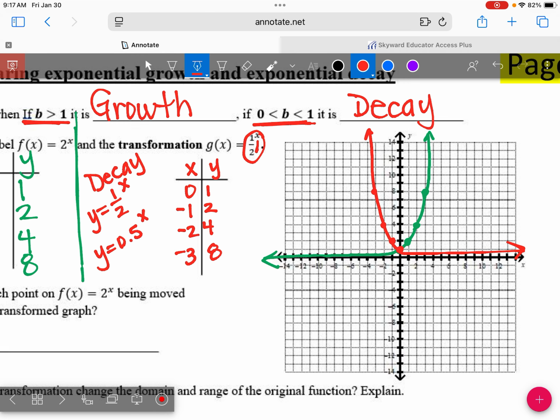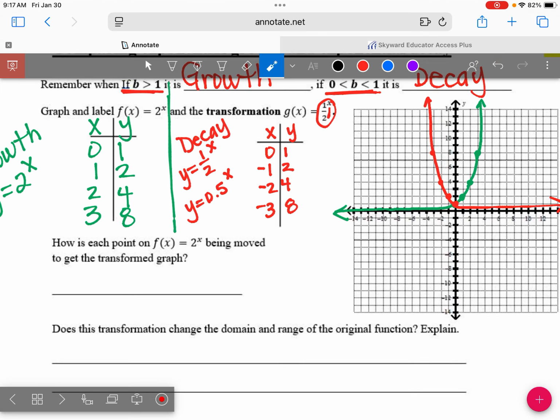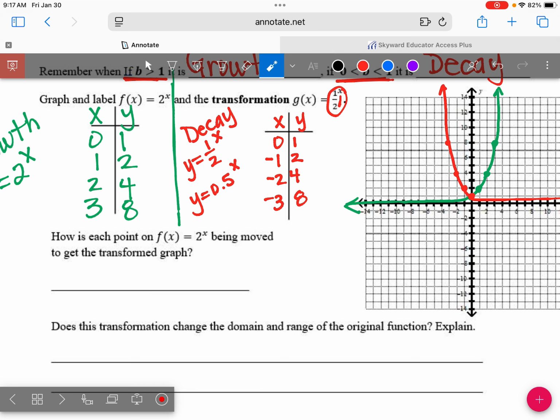What do you notice? What happened to the green and red graph? What axis did it reflect across? The y-axis. That's all that happened. Every single point moved across the y-axis. So how is each point on y equals 2 to the x being moved? It is reflecting over the y-axis. That's what's happened.